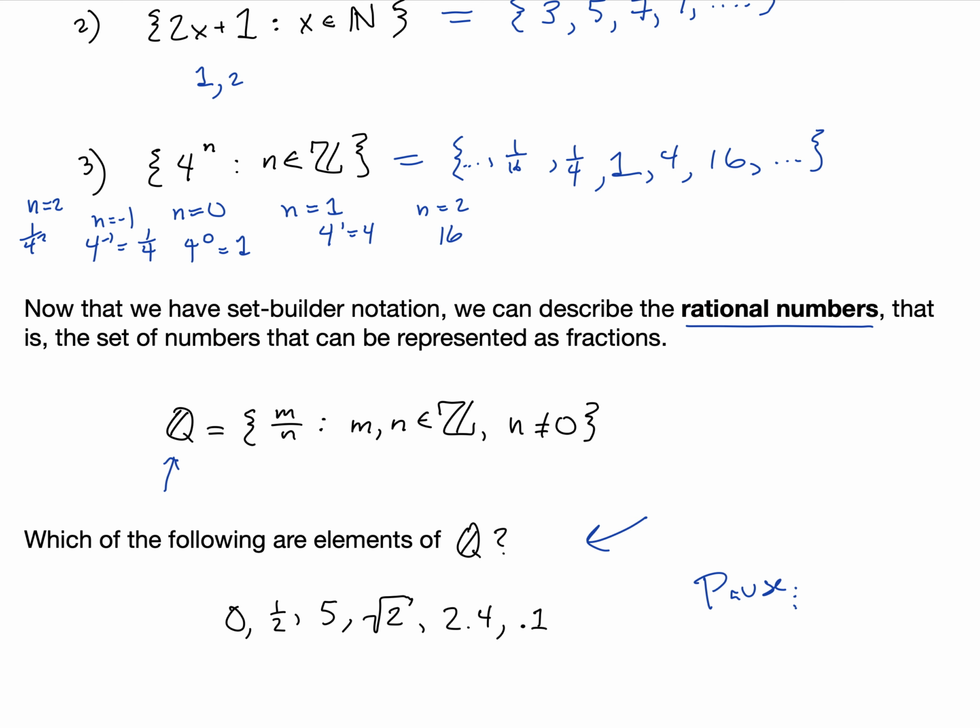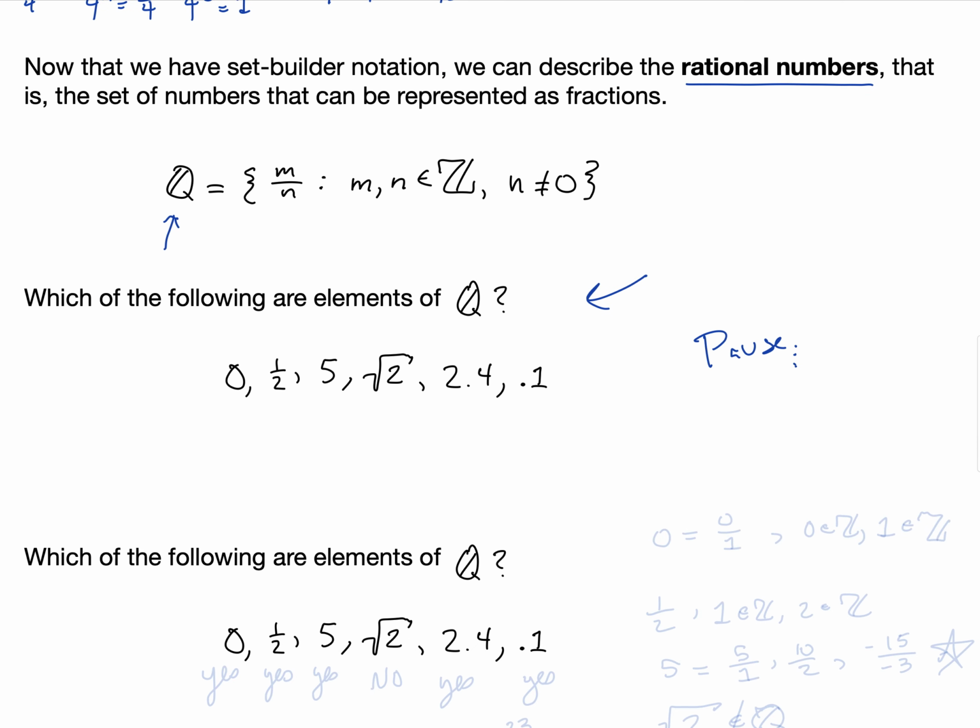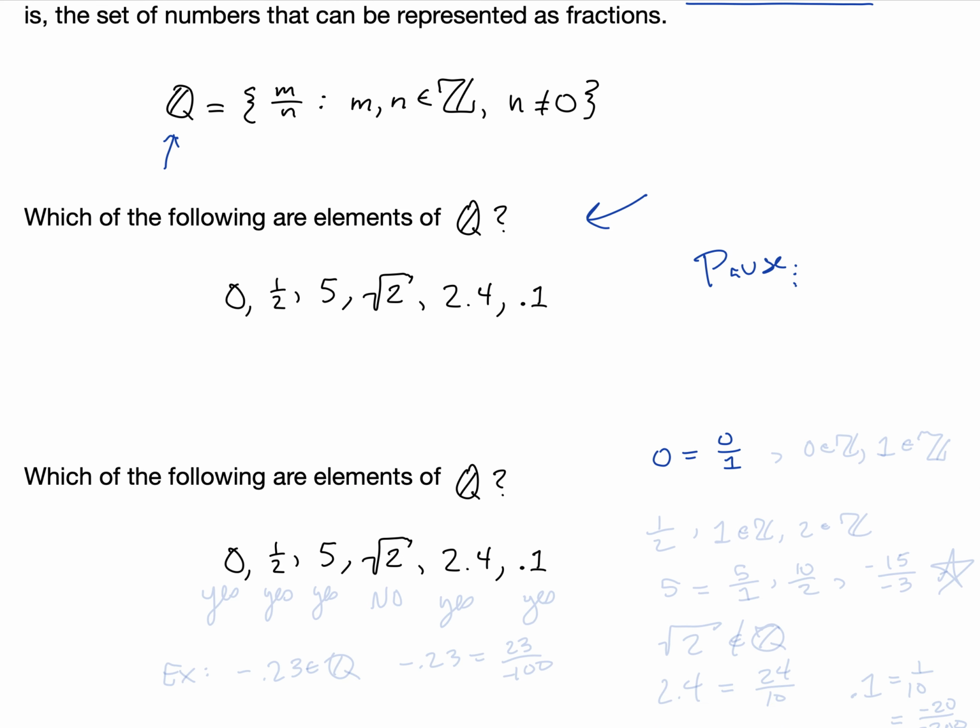All right, so which of those are elements of Q? So 0 is the same thing as, say, 0 over 1. It's also 0 over 10 or 0 over negative 3 or whatever, but it's 0 over 1, where 0 is in the integers and 1 is in the integers. So that is a yes. 0 is in the rational numbers. 1/2 is clearly already written as a fraction of integers. 1 is in the integers and 2 is in the integers, so very good. So this is also a yes.